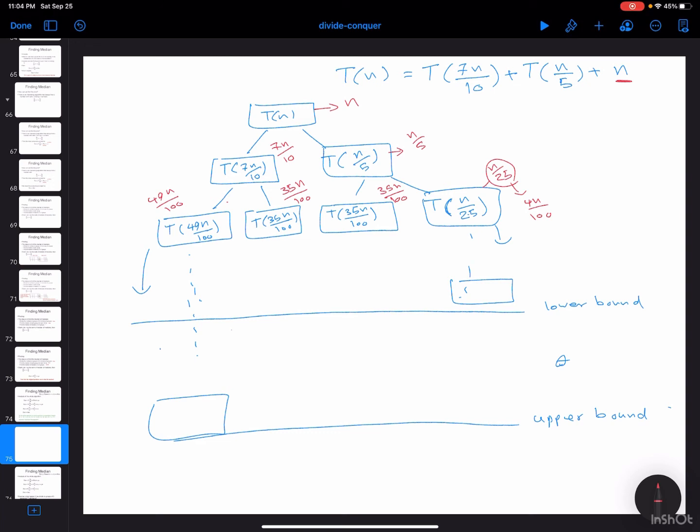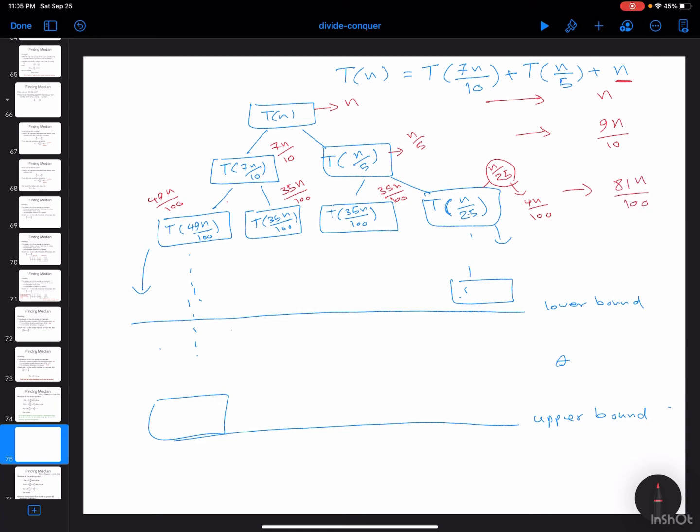And then what I can do is just get the summation for each of these levels. For the first level, this is going to be n. For the second level, this is going to be 9n divided by 10. And for the third level, if you add up all these 49, 35, 35, and also 4n divided by 100, you will actually end up with 81n divided by 100.